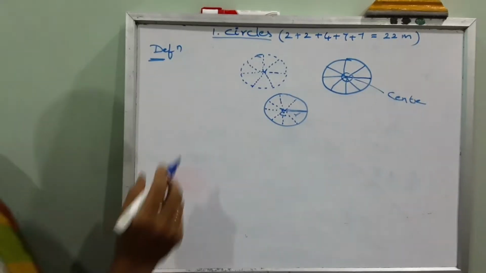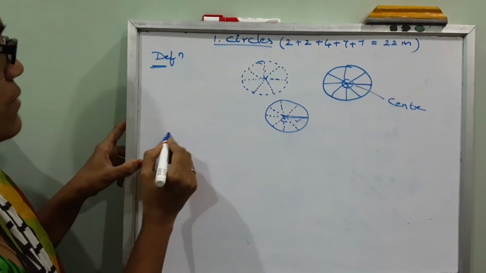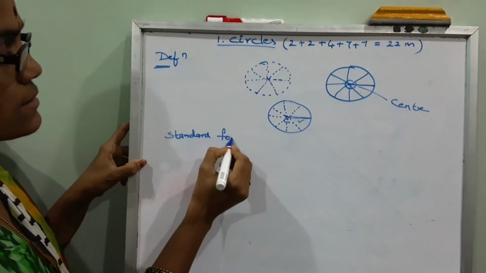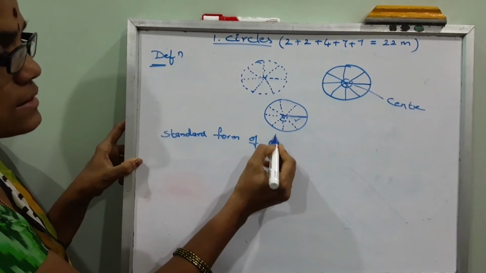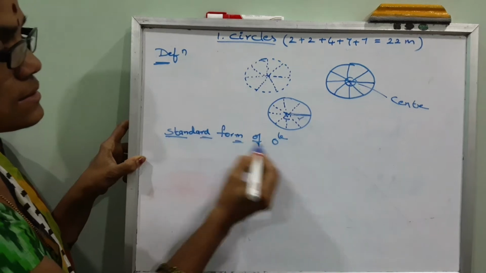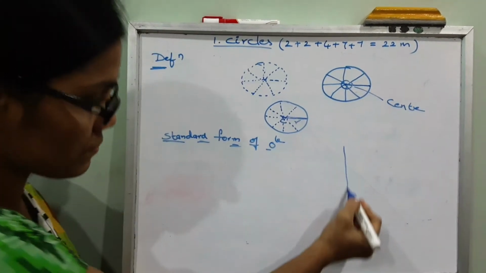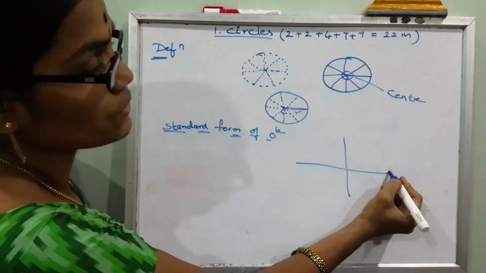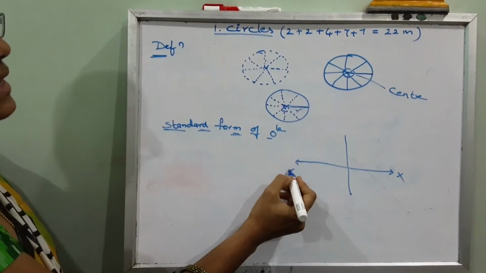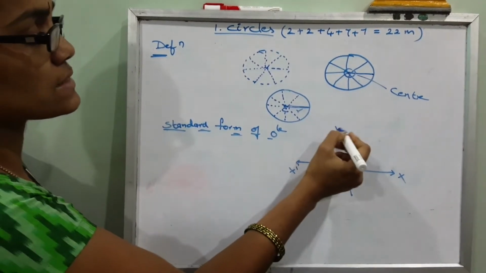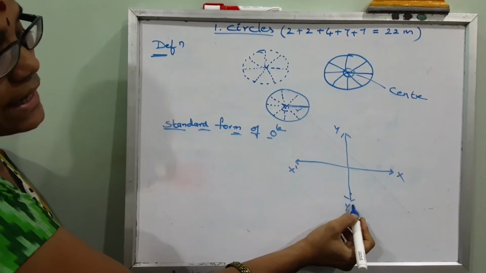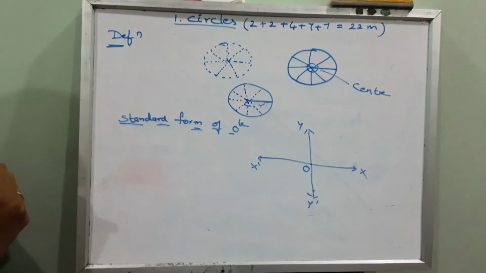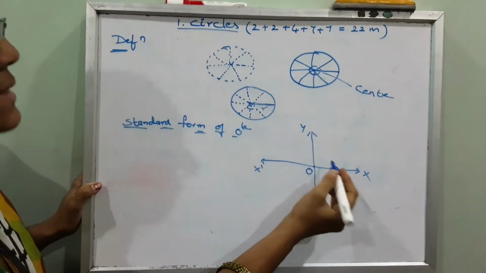Now, standard form of a circle. A plane can be divided into 4 equal parts. You know that this is the x-axis, this is the negative x-axis, here it is the y-axis, and this is the negative y-axis. Here the origin is 0, 0, denoted by O.